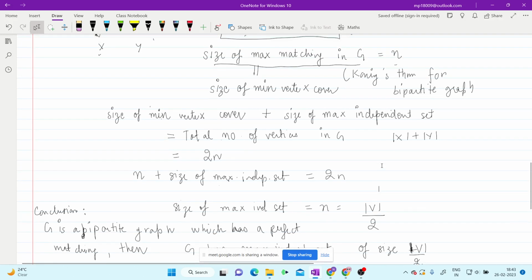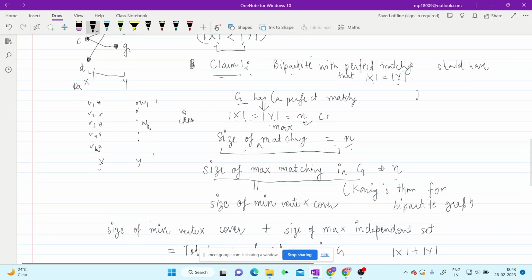So I'll quickly recall the proof of this. First, what was the question? We were given a bipartite graph with a perfect matching, and we wanted to calculate the size of maximum independent set. So now first we showed that if we have a bipartite graph with perfect matching, then both the bipartitions should have the same order, and we took that order to be, say, n. Now since it has a perfect matching and it has 2n vertices, we see that size of maximum matching was coming out to be n.